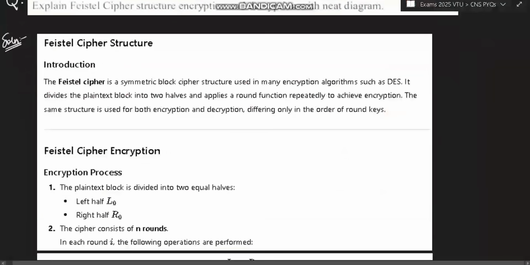It divides the plain text block into two halves and applies a round function repeatedly to achieve encryption. This means whatever plain text is given to us will first be divided into two parts. The left part will be written as L and the right part will be written as R. A round function will be repeatedly applied to it, so a function f will be applied to that plain text. The same structure is used for both encryption and decryption, differing only in the order of round keys.